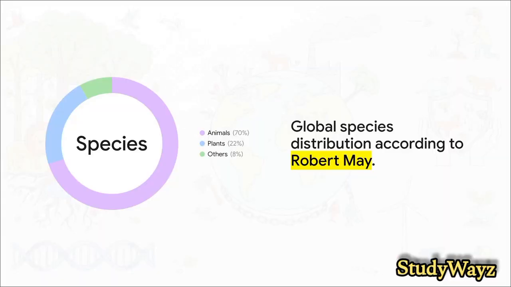Now, according to the brilliant researcher Robert May, there are an estimated 7 million species on our beautiful planet. 7 million! And this chart brilliantly illustrates exactly how those species are distributed. Notice how a massive majority, we're talking about 70%, are animals. Plants make up around 22%, and the remaining 8% are other life forms, things like fungi and bacteria. Animals got domination, yaha, clearly dikh right?